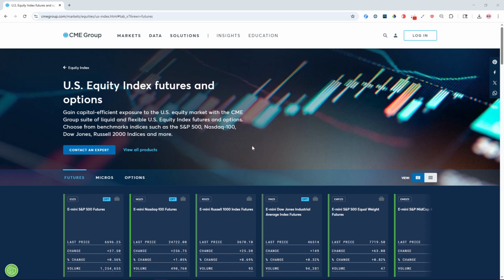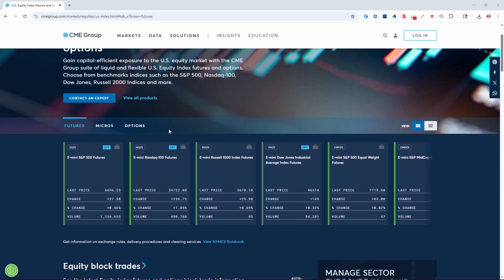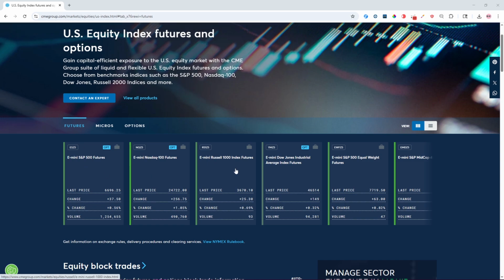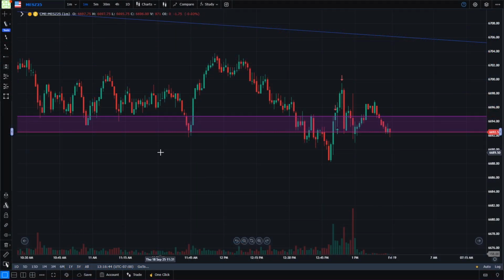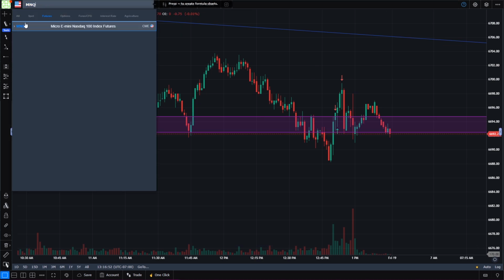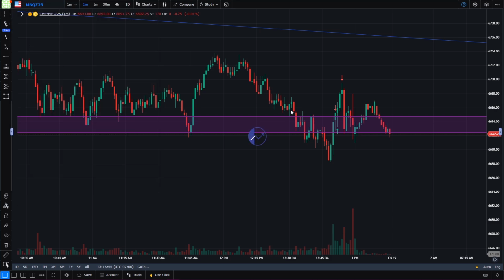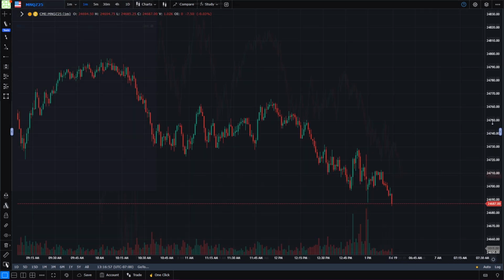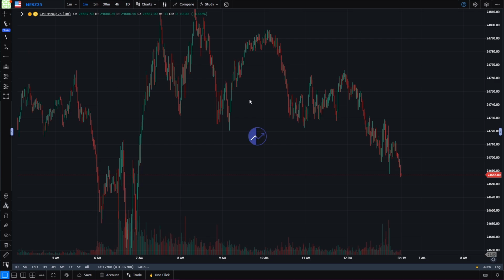If you need a list of available products to trade, you can head over to cmegroup.com and look up equity index futures. Here we have the E-mini S&P, NASDAQ, Russell, and so on, along with the corresponding symbols for micros. We still have E-mini or micro E-mini S&P, NASDAQ, Russell, along with the symbol. Once you have your symbol and the product that you want to trade, you can head over to Optimus Futures Web, type in the symbol. So if we are looking to trade micro NASDAQ, we could type in MNQ, go down to the front month, and now we have the chart of micro NASDAQ, same with the micro S&P if we want that.